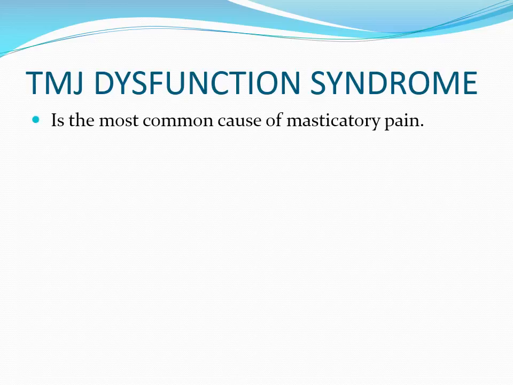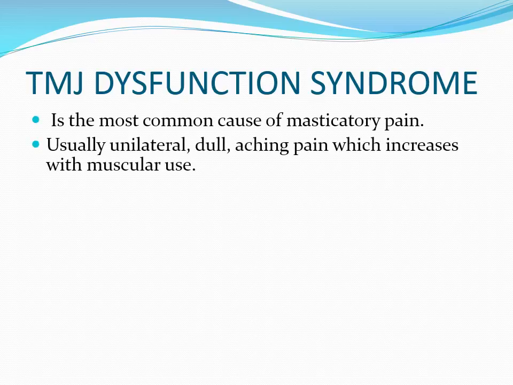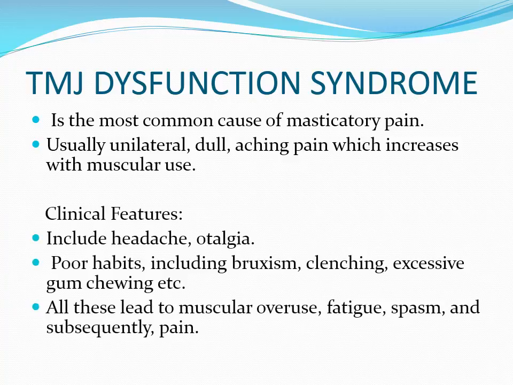Temporomandibular dysfunction syndrome. As I said earlier, this is what we see majorly in oral medicine clinic. It is characterized by pain around the temporomandibular joint. Sometimes the pain is felt around the jaw, and when you palpate, the patient feels pain. It is usually dull and also increases with muscular use. The clinical features include headache, otalgia, and when the patient is properly probed, sometimes we can detect bruxism, clenching, excessive chewing of gum, or eating hard food. All this leads to muscle fatigue.